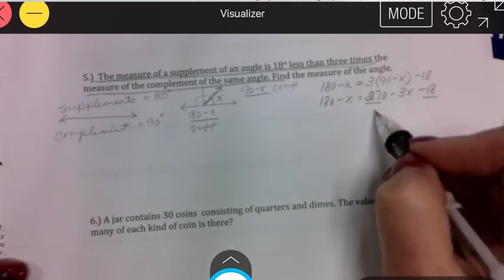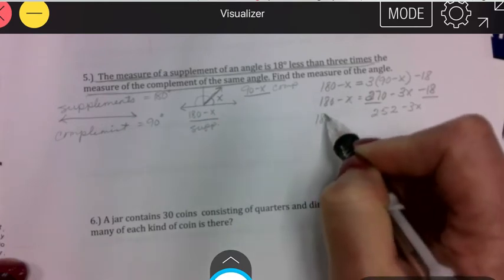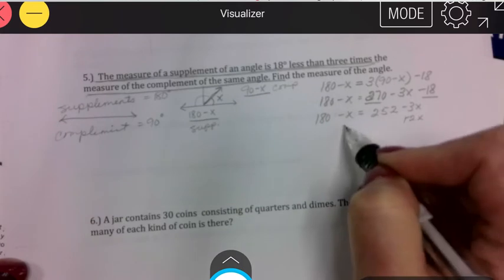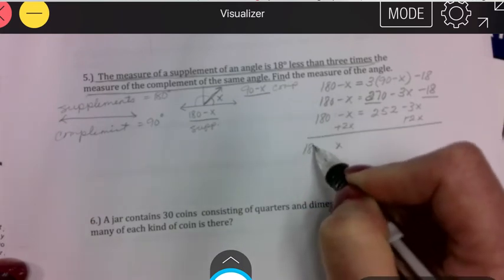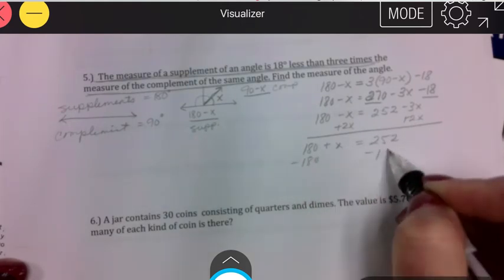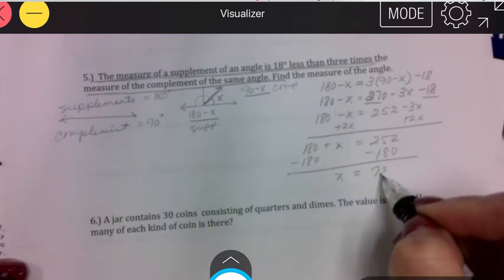270 minus 18 is 252 minus 3x. If I add the 2x over, that just gives me x. And if I subtract the 1, then I have x is equal to 72. Okay.